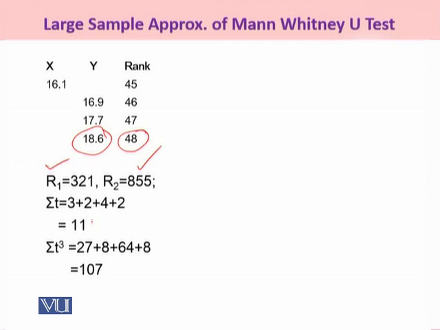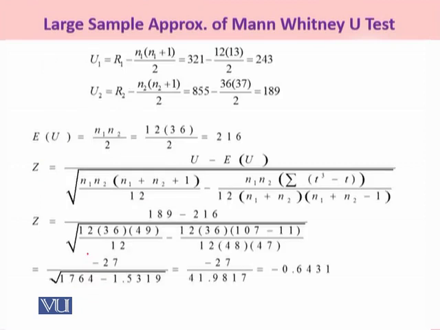After that, students, I need to make the correction for the ties. So I summed the ties: 3 ties, then 2 ties, then 4 ties, and then 2 ties. Summing the ties gives 11. Similarly, I need the summation of t cube, so for each tie, according to the number of times it appears, I took the cube and finally took the sum. Using all these values, I calculated U1 and U2, which are based on R1, N1, R2 and N2. Then I calculated the expected value of U as 216.